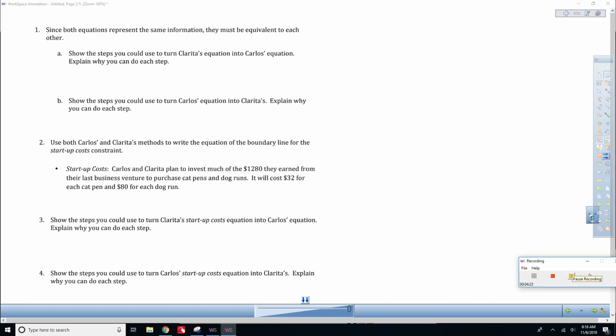Okay, now I've cleared the board and we're going to look at number 2. Use Carlos and Clarita's methods to write the equation for the boundary line for the startup constraint. Okay, well, it's easiest for me to start with Carlos. It costs $32 for each cat and $80 for each dog. Remember that cats are x in this chapter. So 32x plus 80y has to equal $1,280.